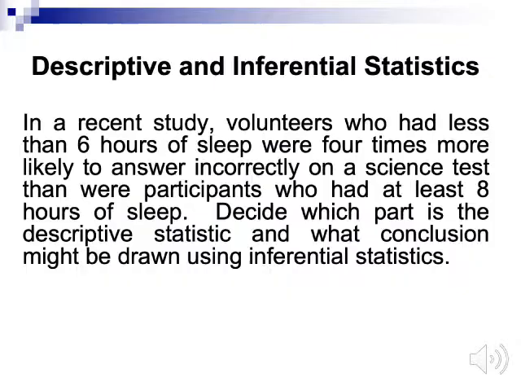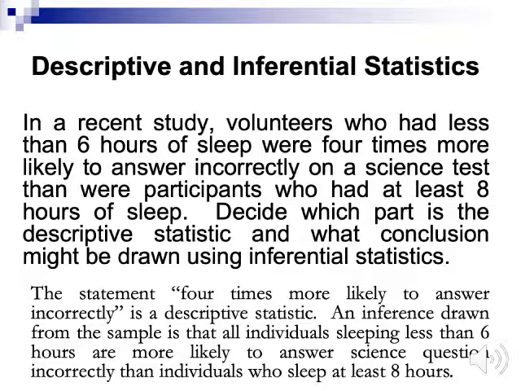Okay, so for example, in a recent study, volunteers who had less than 6 hours of sleep were 4 times more likely to answer incorrectly on a science test than were participants who had at least 8 hours of sleep. You decide which part is the descriptive stats and what conclusion might be drawn using inferential statistics. So the 4 times more likely to answer incorrectly is the descriptive part, while the inferential part there is those who are sleeping less than 6 hours were more likely to answer incorrectly than those who sleep at least 8 hours. So that is the inference there.